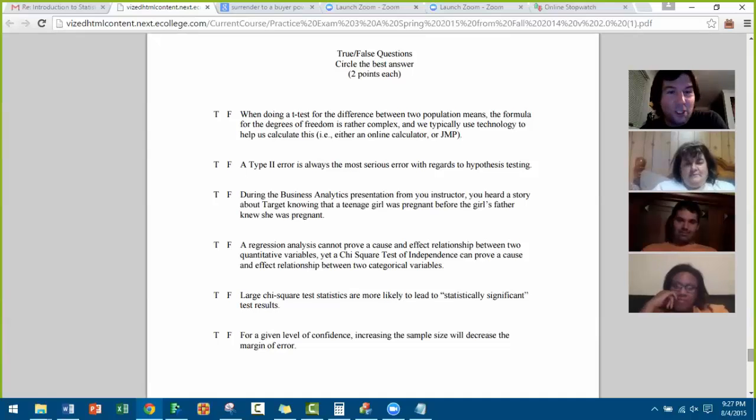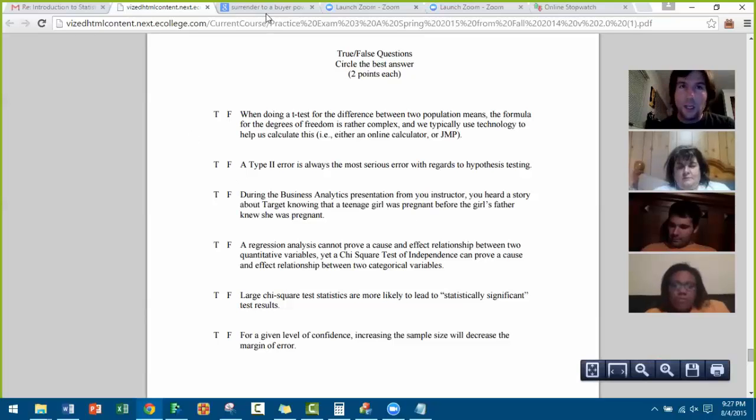A regression analysis cannot... Why is regression on here? I have no idea. Why is it on the third test? Oh, wait. It's because we're tying it into another topic. A regression analysis cannot prove a cause and effect relationship between two quantitative variables. Yet a chi-squared test of independence can prove a cause and effect relationship. No, it can't. The only thing that can do cause and effect relationships is experiments. So, no, not happening. Large chi-squared test statistics are more likely to lead to statistically significant results. That is very true.